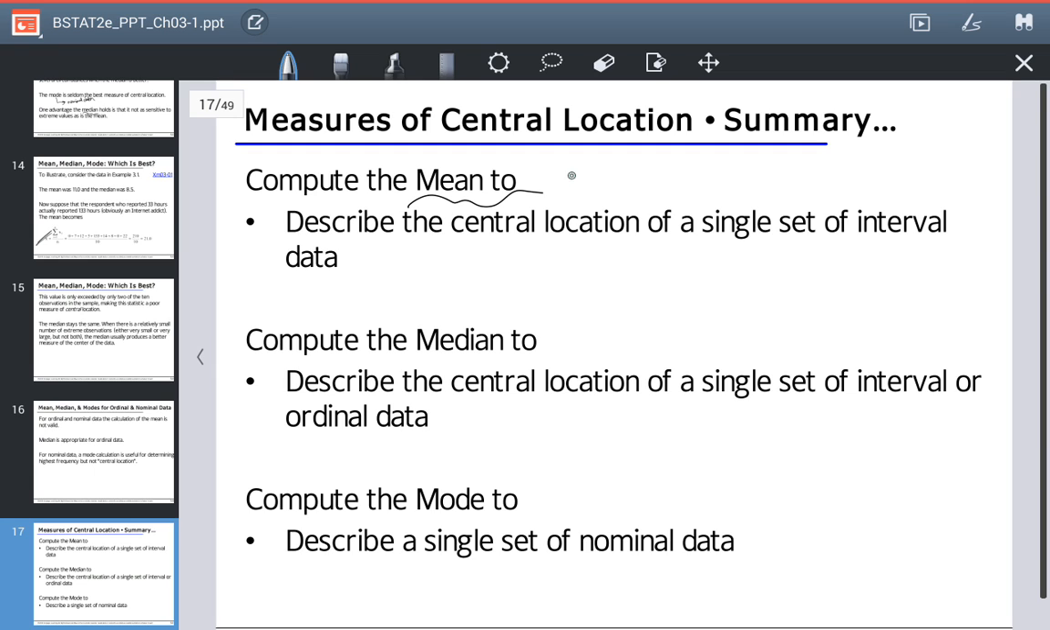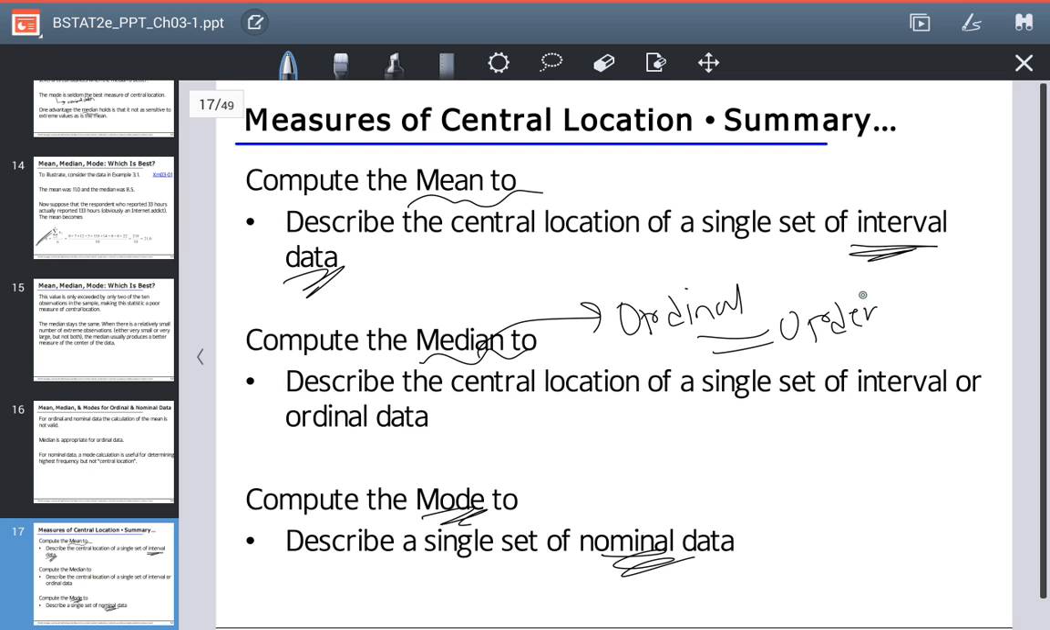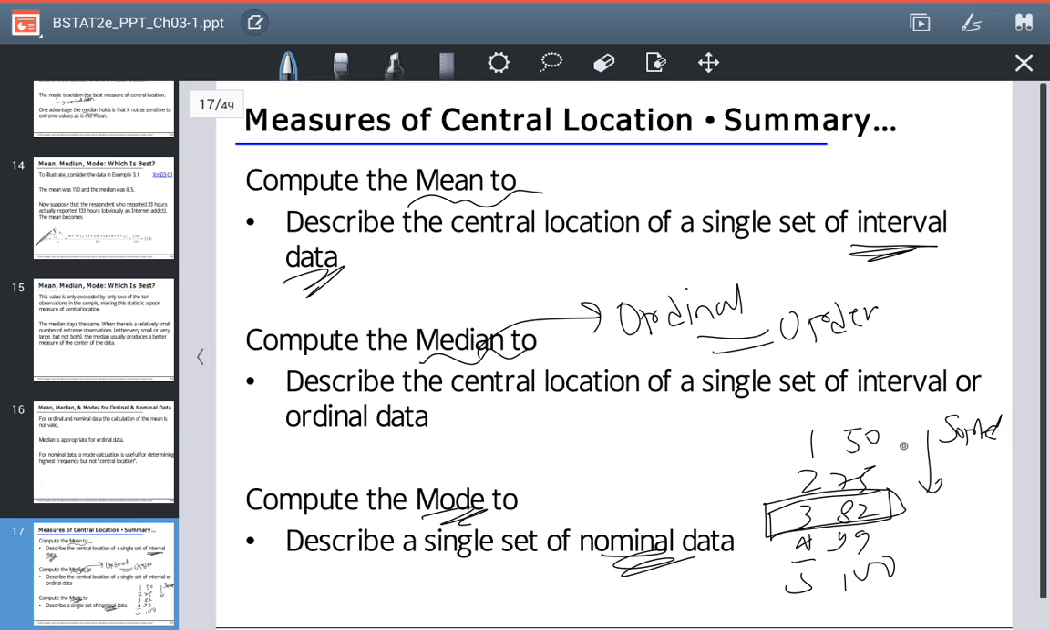So mean can be used anywhere. Mean can be used on interval data, so that's important. And we also argue that mode should be used for nominal data. Median is best suited for ordinal data. So ordinal is nothing but order, right? Remember? So order is 1, 2, 3, 4, 5, and usually it's sorted. So the lowest value is here: 50, 75, 82, 99, 100. If the data is already sorted, you can easily find out the median. So median is best suited for ordinal data. Okay.